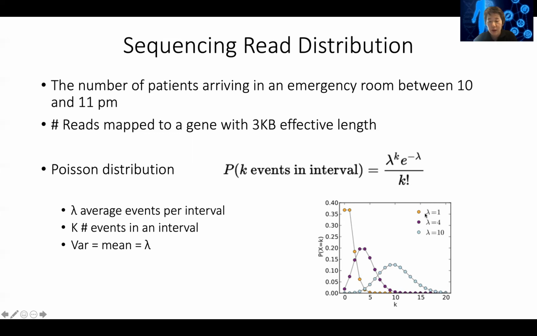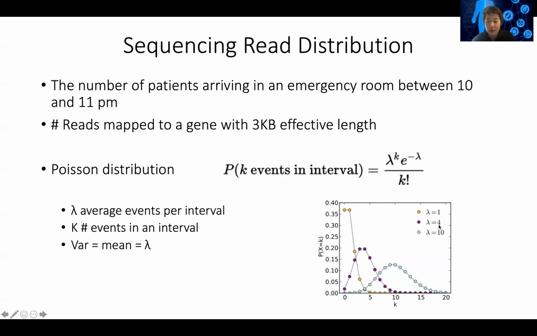And so for example, if the expected value for the unit interval is only 1, you can see here we have about 37% chance of not seeing a single event, which means, in this 1 hour, no patient shows up in the emergency room. But also there's about a similar probability that you will see one patient. And then as you go further and further, the probability decreases.